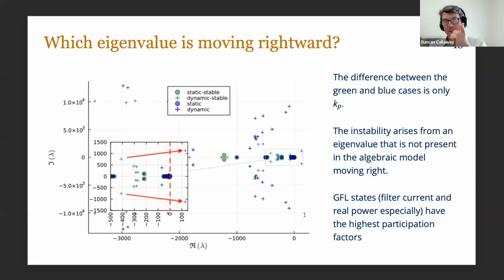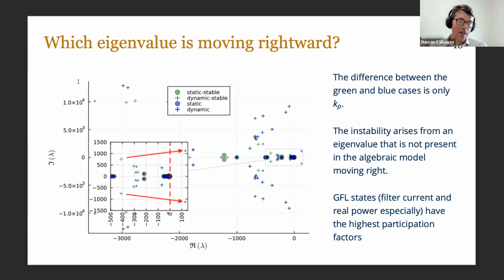Okay, so then we started wondering, well, what is the eigenvalue that's moving rightward? We thought one possibility is that there is a mode that is present in the algebraic model that's just getting pushed across, more or less unchanged, except for it gets larger, getting pushed across into the right half plane. Or there's a mode that is only present in the dynamic model that is very sensitive to changes in something like the grid following inverter controller gain. And in fact, it's the second case.